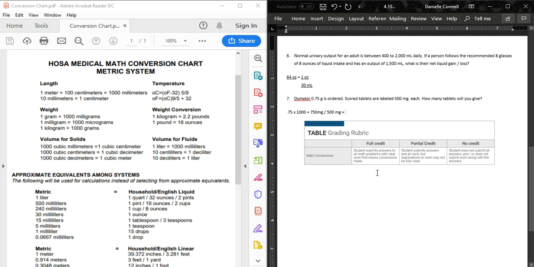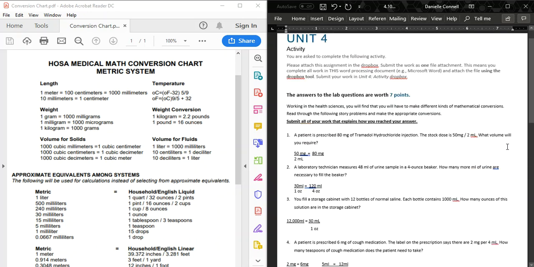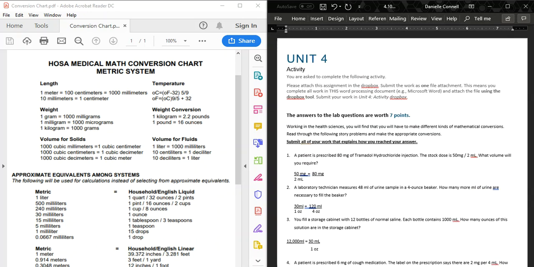Please note here for full credit that you submit your answers with clear work that shows the conversions. For partial credit, you can submit the answers with work, but you might not have explained all of them, and you will not get any credit if you're not submitting answers or you're not submitting work along with your answers. So keep that in mind. Watch this video again if you need more help.